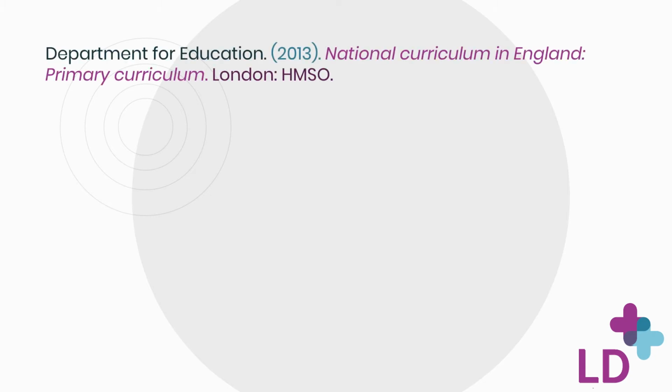The who, when, what, where formula doesn't just apply to printed books. In fact, it works for almost every other type of source that you'll use. Here, you can see how it would work with a government publication like the National Curriculum. In this case, the author is what we call a corporate author rather than an individual, but you can see that the rules apply just the same.